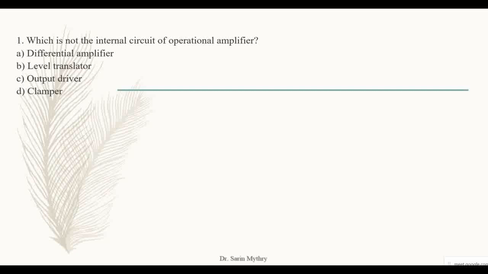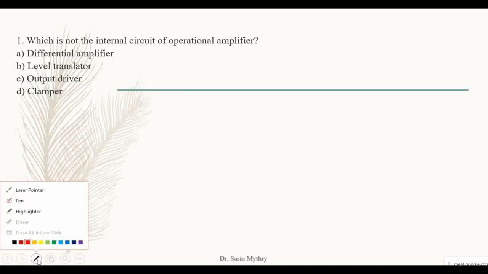Now let us see another few sets of MCQs on operational amplifiers. The first one is, which is not the internal circuit of an operational amplifier? The first one is differential amplifier, second one is level translator, third one is output driver, and the fourth one is clamper. I hope you all remember the internal circuit or the block diagram of your operational amplifier.